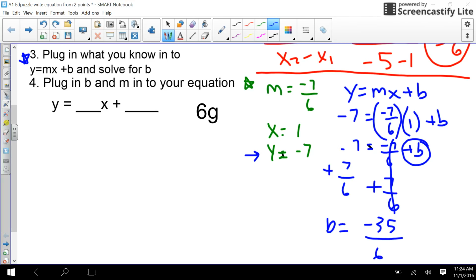This is not a nice y-intercept. I don't like this one, but I found it on the internet, so that's what we're doing.